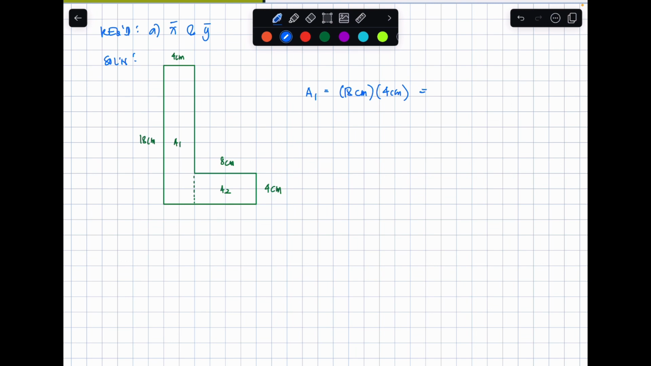72 square centimeters. And then for the second area, we have the length, which is 8 centimeters, times 4 centimeters. So 8 times 4, 32 square centimeters.